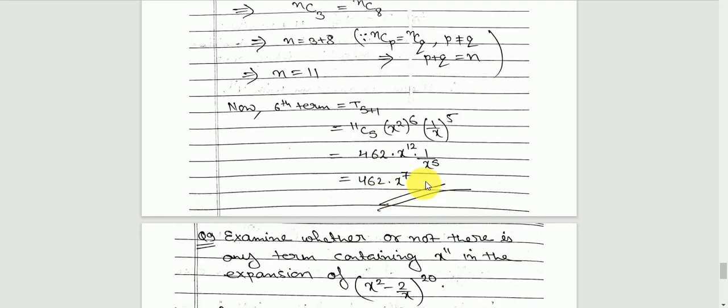Now we are looking for the sixth term. So the sixth term is T(5 plus 1). You know how to proceed. Put in the values, you'll get the answer.